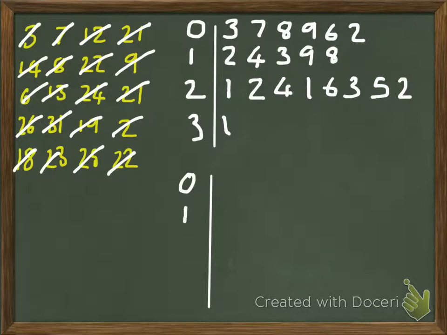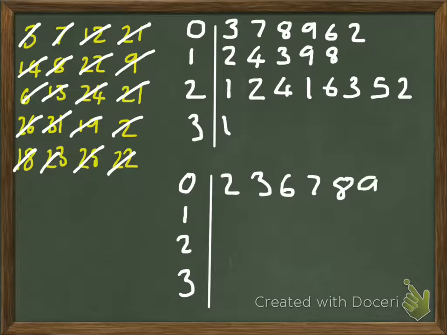Our second version is also going to have every number in the correct order on its row. So if we look at the first line, it's 3, 7, 8, 9, 6, 2. Well, we want to put that in order from smallest to largest, so we're going to have 2, 3, 6, 7, 8, 9. Our second row is 2, 4, 3, 9, 8, so that's going to become 2, 3, 4, 8, 9. Our third row is a little bit trickier.